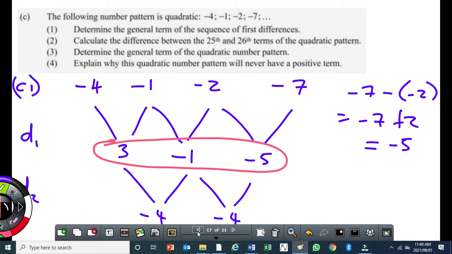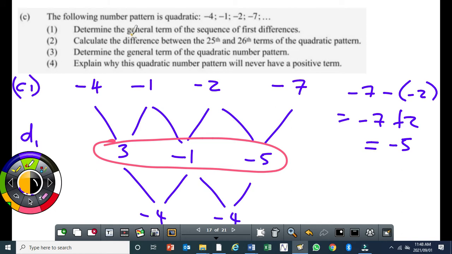Did you do the first part of the question? What answer did you get? I treated it as a quadratic. That's incorrect because the question clearly says determine the general term of the first differences. The first differences of a quadratic pattern form a linear pattern. Are we following that? First differences of a quadratic pattern form a linear pattern. Right?